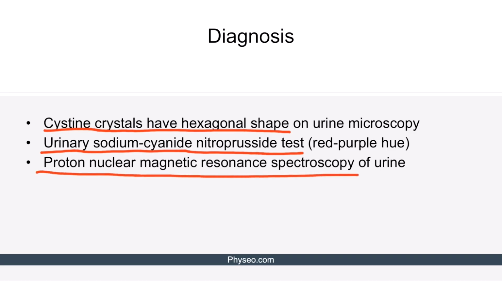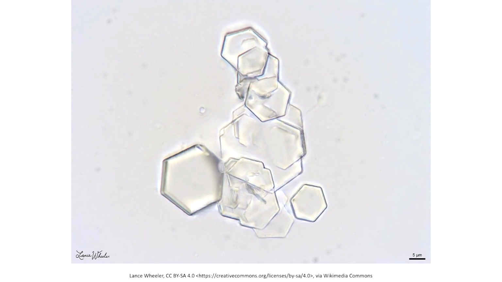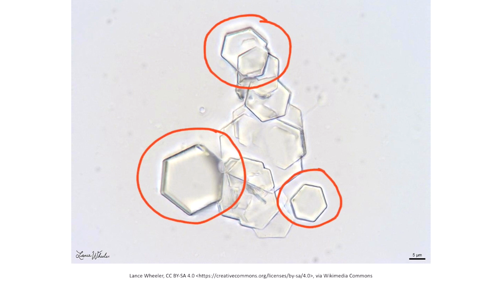Sodium nitroprusside test gives urine a red-purple hue if the patient has cystinuria. Proton nuclear magnetic resonance spectroscopy of urine is another test used to confirm the diagnosis. This photomicrograph shows cysteine crystals in the urine. Please take notice that cysteine crystals are hexagonal in shape. Hexagonal crystals are pathognomonic for cystinuria.